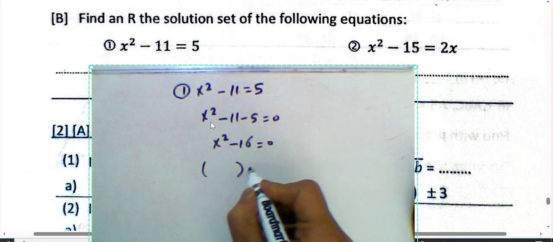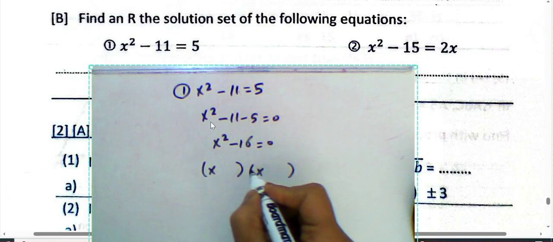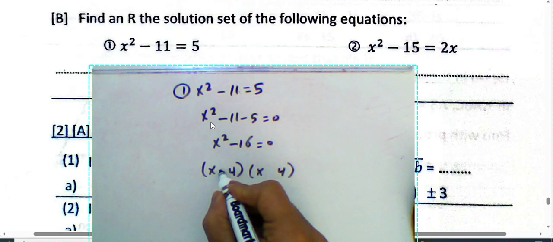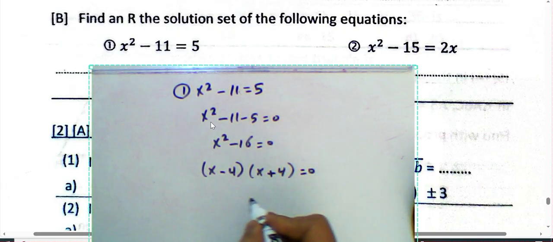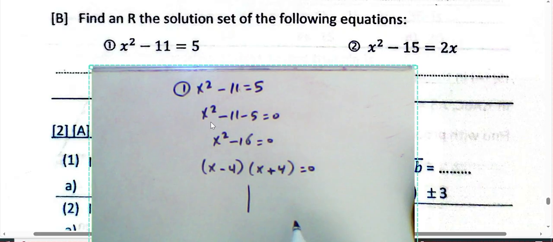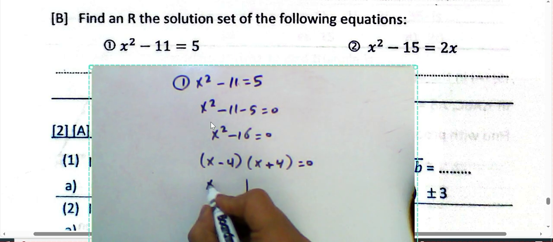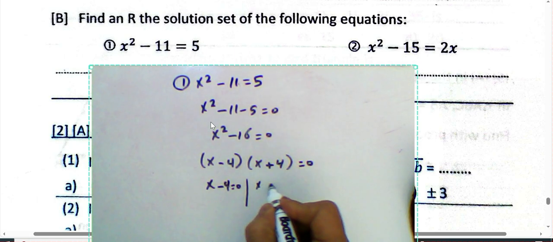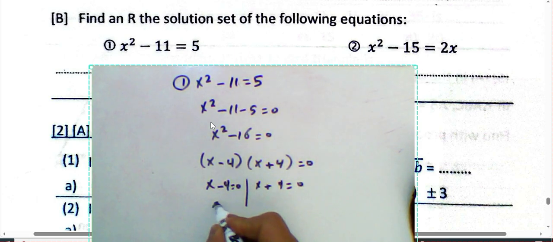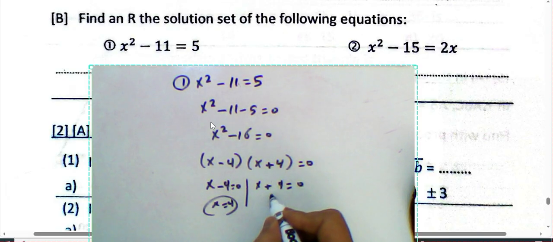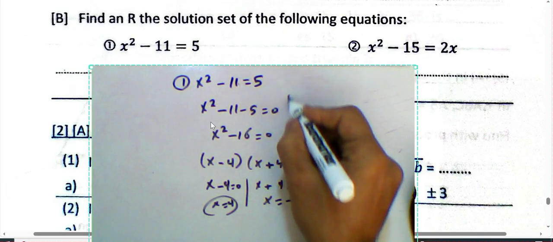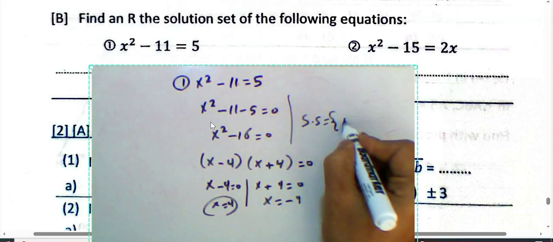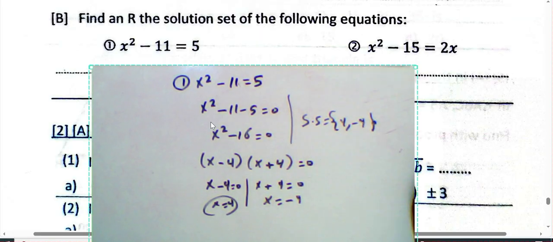We can factorize expression. X power 2 equal x times x, and 16 4 times 4, negative and positive. Then we have product between two expressions equals 0. Then x minus 4 will be equal 0, or x plus 4 equals 0. Then the value of x here equal 4, or value of x will be negative 4. Then the solution set here would be 4 and negative 4.